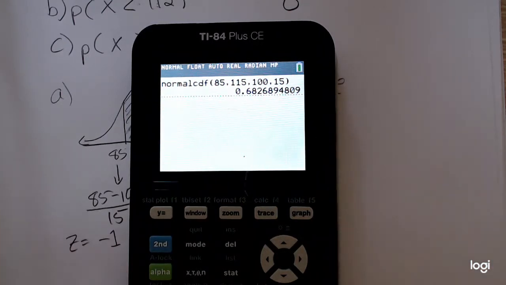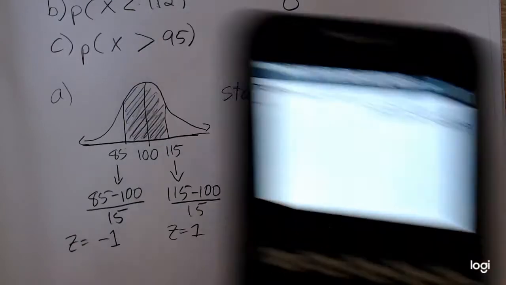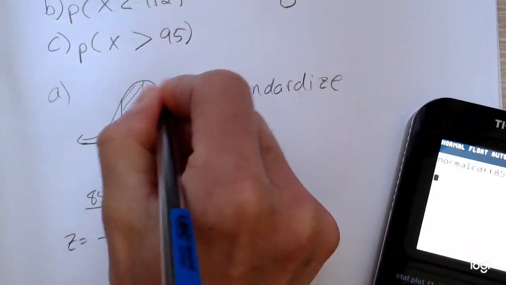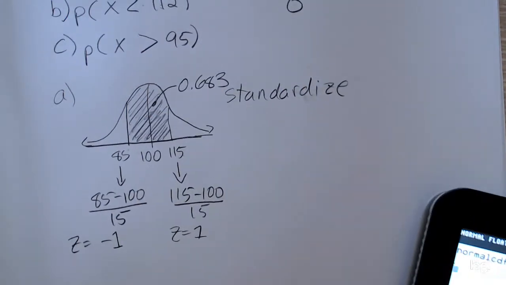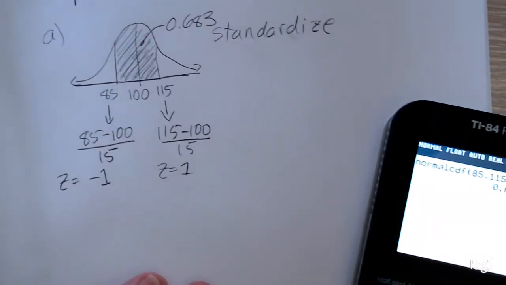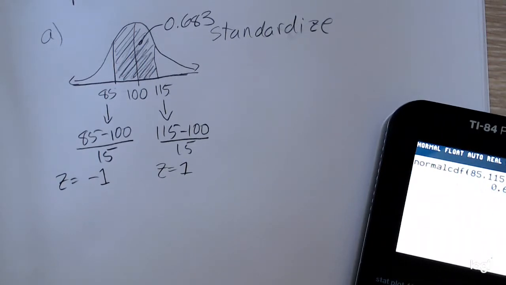This is 0.683. So this is consistent with the empirical rule that said about 68% of the values fall within one standard deviation of the mean. Again, you could have standardized and done this more by hand if you wanted to. I just find it a little bit quicker to use the calculator, keeping in mind what your shaded area is supposed to be.